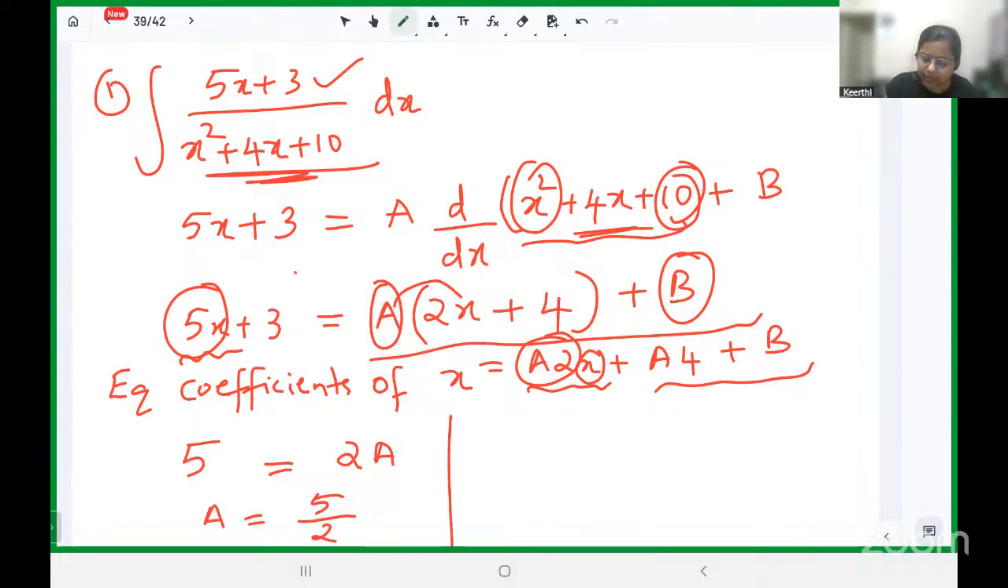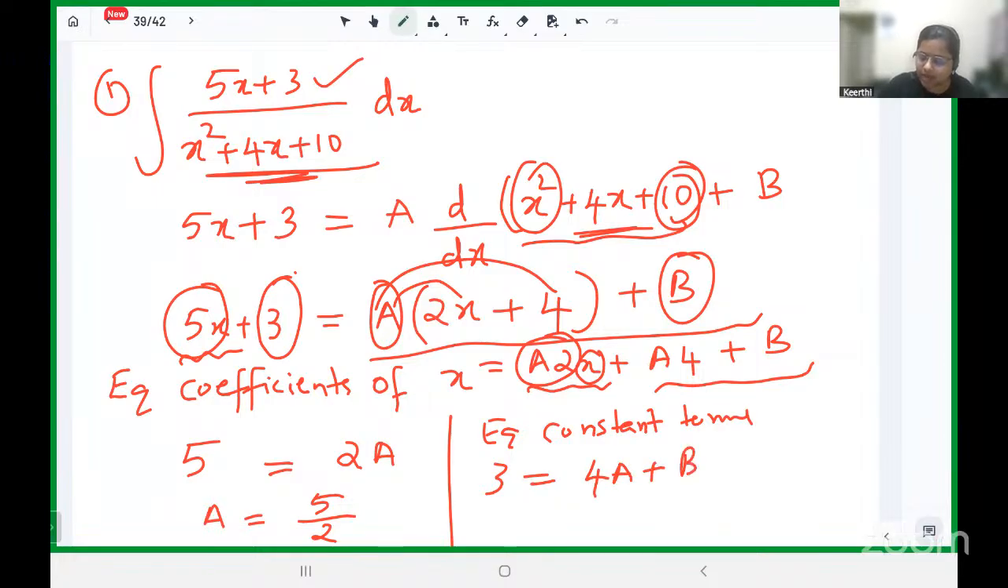Now the next one is to equate the constant terms. Which are the constant terms on the left side? The only constant term is 3. So 3 is equal to, here which are the constant terms? 4 into a, that is a constant, plus b is a constant. And we know the value of a is 5 by 2. 4 into 5 by 2 plus b.